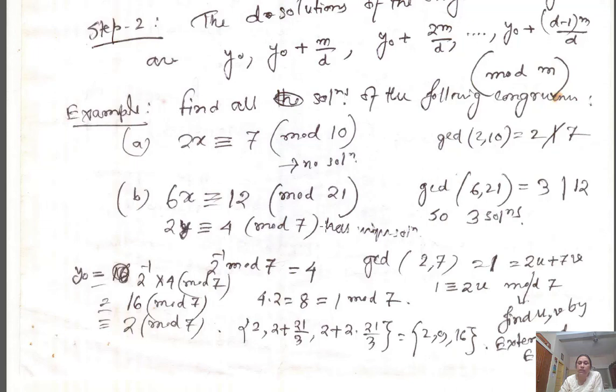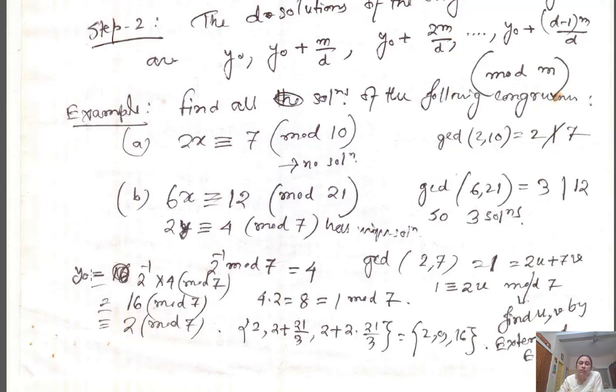Next classes I will discuss. So 2 inverse modulo 7, you can calculate: 2 into 1, 2 into 2, 2 into 3, 2 into 4. When you get 2 into 4, that is 8, and modulo 7 gives you 1. So 2 into 4 is giving you 1 modulo 7.